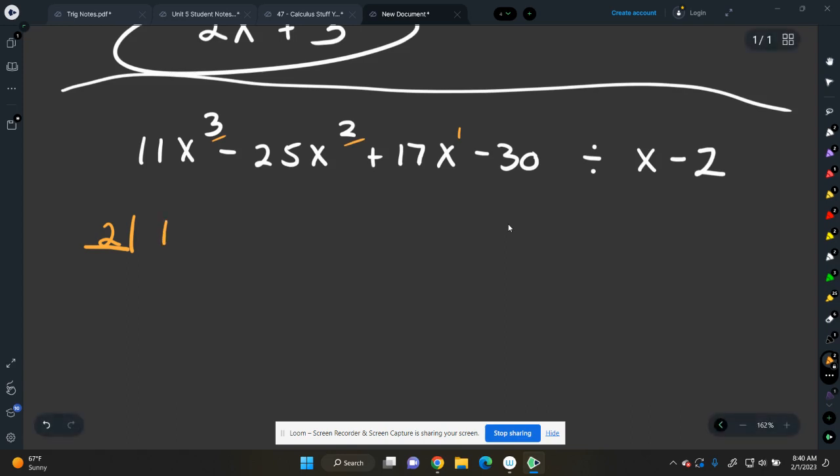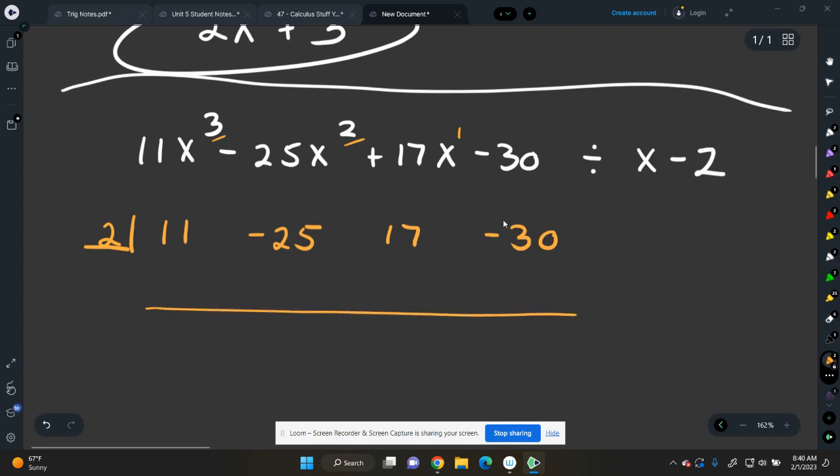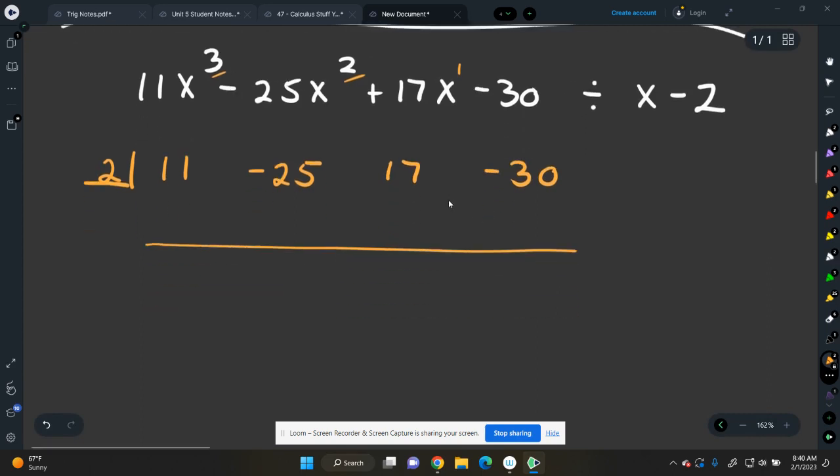Okay, here we go. We get 11, negative 25, 17, negative 30. I'll give you an example later. Be careful with your signs and take your time. Okay. Bring down the 11. And then we start our process.